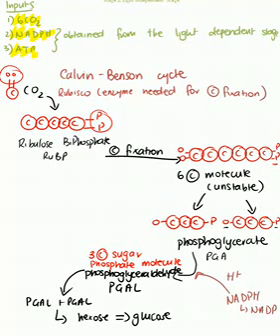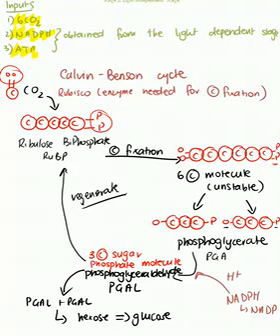Now, some of these PGAL molecules actually stay in the Kelvin-Benson cycle, and they are used to regenerate ribulose biphosphate that stays in the cycle. So that's how ribulose biphosphate is able to continue in that cycle, because it is continually being regenerated by some PGAL molecules that don't leave. And so that is the light-independent phase of photosynthesis.